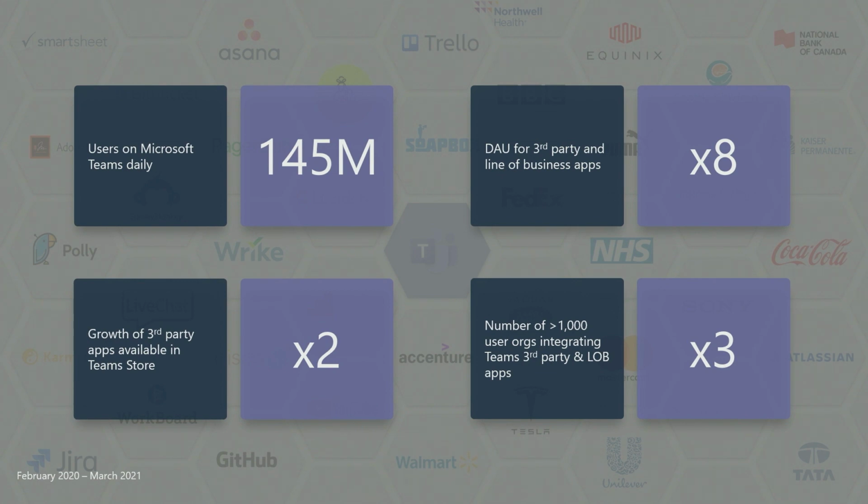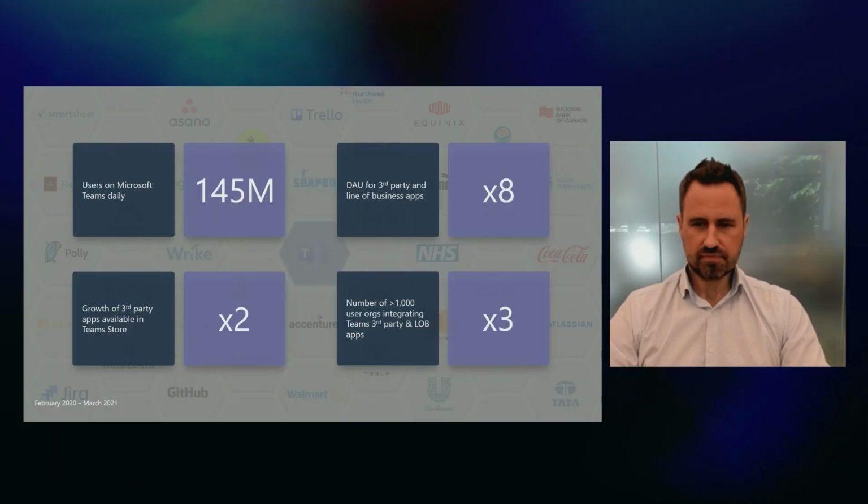In the last year, we've seen a huge amount of growth in the platform. As EJ mentioned, we now have 145 million daily active users on the Teams client. We've seen an 8-fold increase in the number of daily active users of third-party and line of business apps within Teams, and a doubling in the number of apps available in the Teams App Store. For larger businesses of 1,000 or more users, we've seen a 3-fold increase in that same time period.